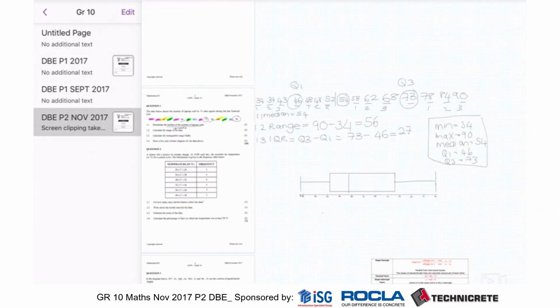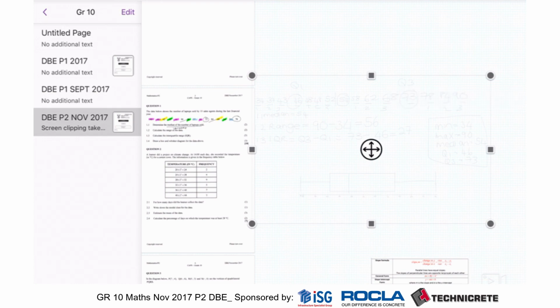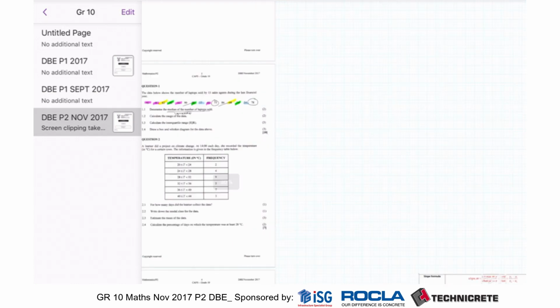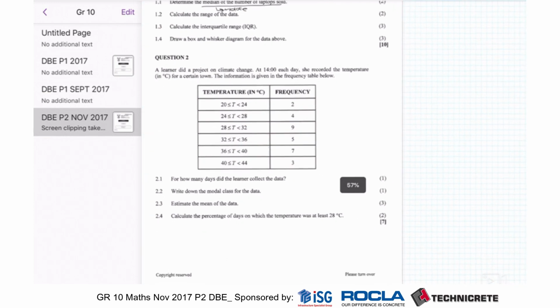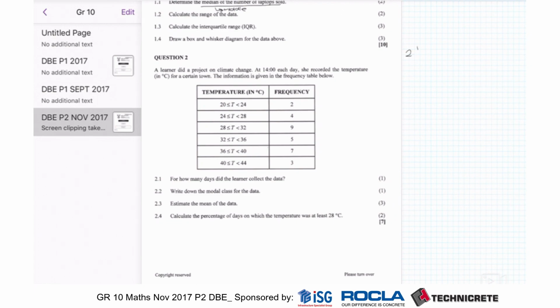Let's move to the next question, which is question 2. Okay, question 2 says, Learner did a project on climate change. At 2 o'clock each day, she recorded the temperature in degrees Celsius for a certain town. The information is given in the frequency table below. So we're working with data ranges. Okay, so it's got from 20 to 24, 24 to 28, 28 to 32, 32 to 36, 36 to 40, and 40 to 44. So the first question says, for how many days did the learners collect data?